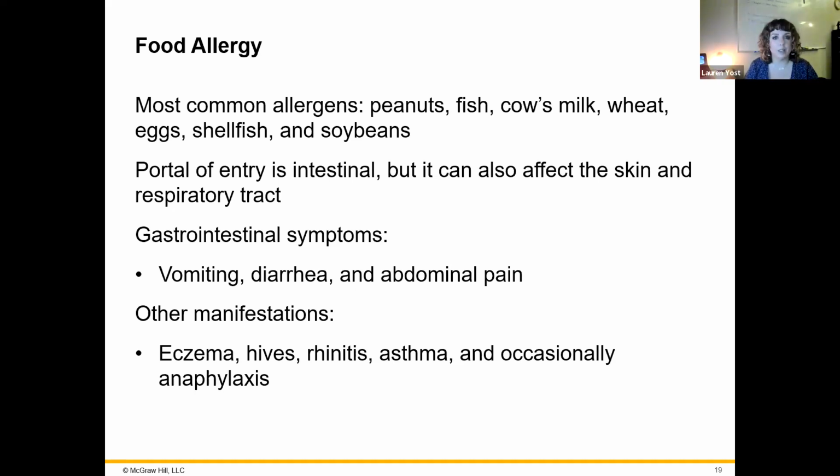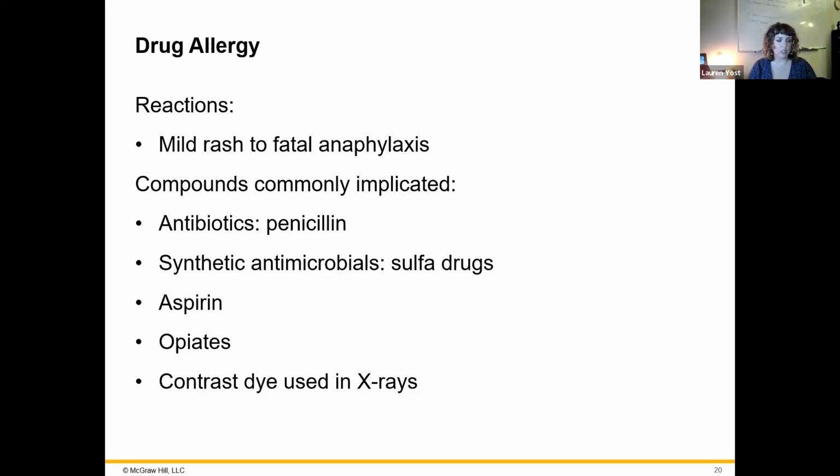Portal of entry will be intestinal and ingestion, right? But it can also have effects on not just the intestinal system, but skin and the respiratory tract. So intestinal, we'll see vomiting, diarrhea, and abdominal pain, but outside of that, you can still see development of eczema, hives, rhinitis, asthma, and occasionally even anaphylaxis due to food allergies.